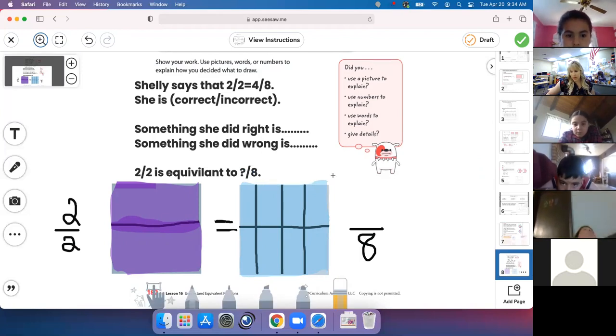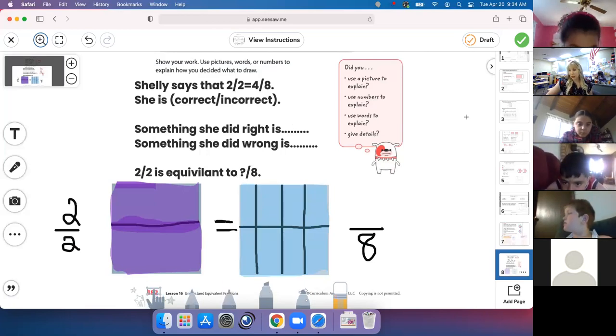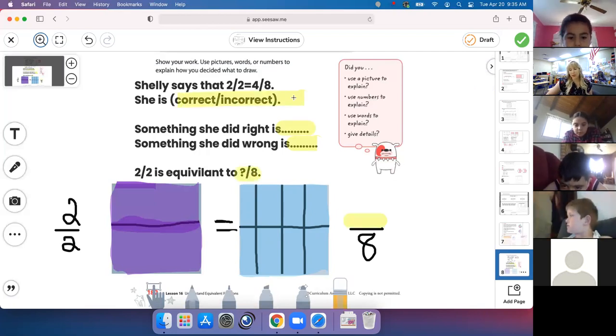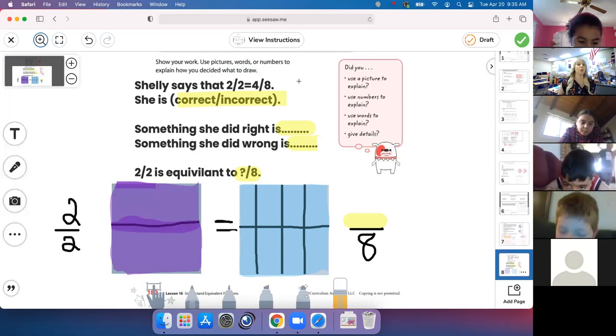This is your independent piece. This is what your teacher is grading. When you are done, you have written what she did right, what she did wrong, if she's correct or incorrect, and how many eighths it's equal to, and drawn your picture. You're going to press the green check mark to turn it in. Now, this is a long problem, but this is a problem 3rd graders at the end of the year are expected to do. So I want you to do your best. I'm going to give you about 5 to 10 minutes to work on this. Go ahead.